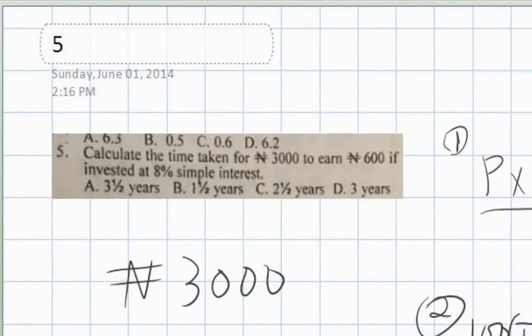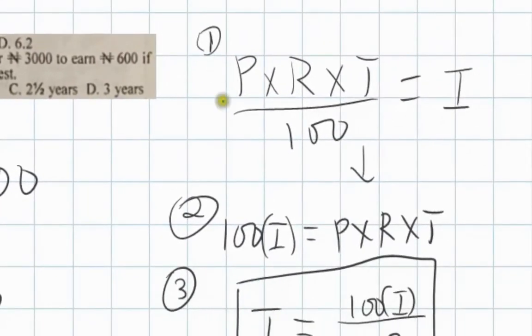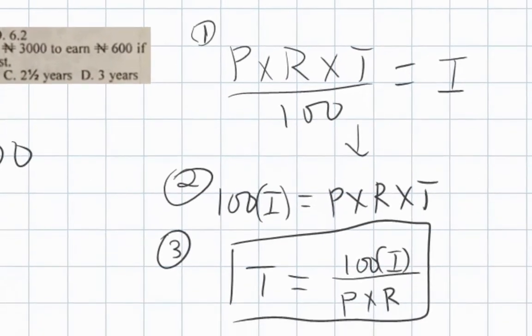Question 5 asks us to calculate the time taken for 3,000 naira to earn 600 naira if invested at 8% simple interest. So the way that I've solved this is I've said to first take the equation for simple interest. So you have here your principal, your rate, time divided by 100, and that will give you your interest. And so let's keep in mind what they're asking here. They said calculate the time taken. And so what you would want to do is you would want to solve for time. So that's what I've done in steps 2 and 3 here. I've simply isolated this part.